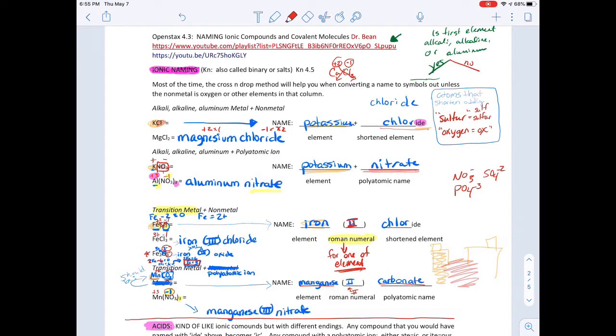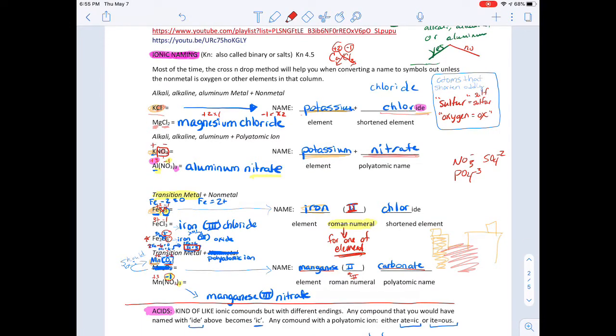So this first compound, KCl, is potassium chloride. The next one, you just say the metal's name, magnesium, and then the element chloride afterwards. The next example in here, these are with the polyatomic ions. So you just say the name of the metal and the polyatomic ion's name. Again, the name of the metal and the polyatomic ion name. So this is aluminum and then nitrate.